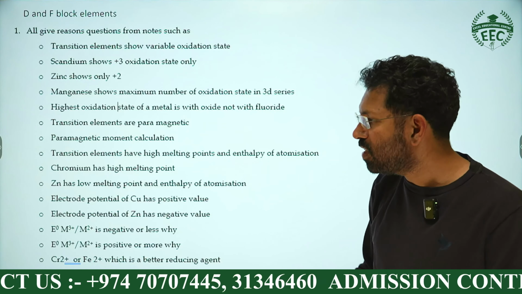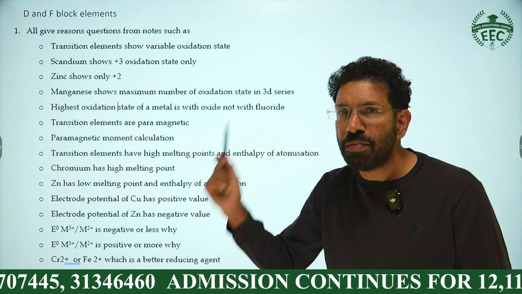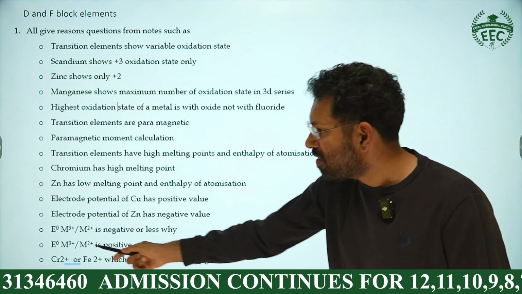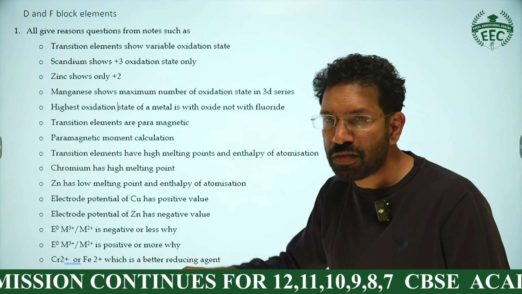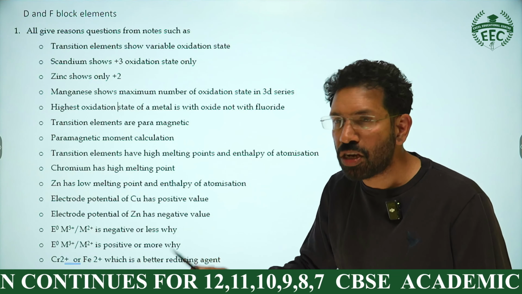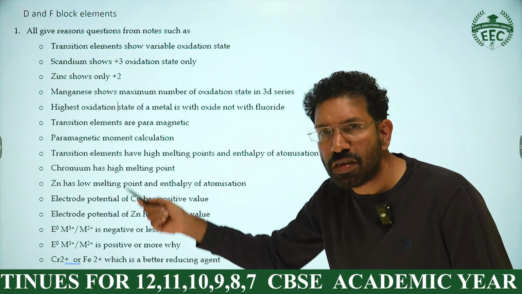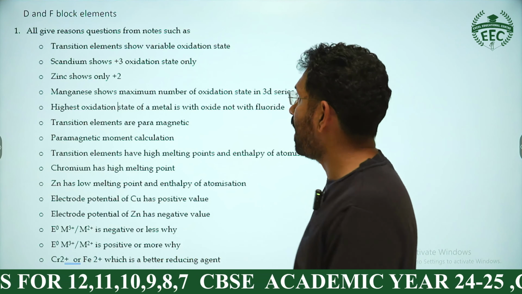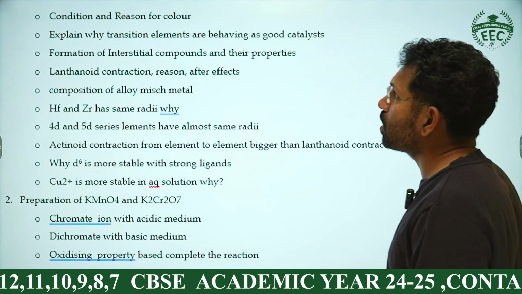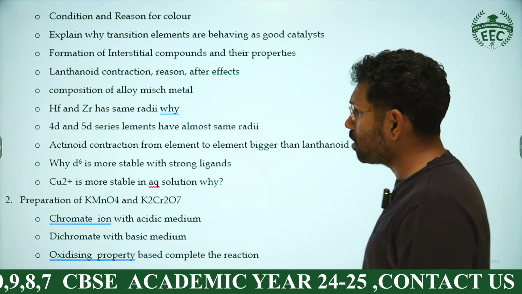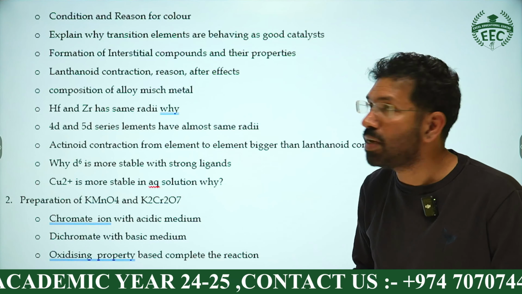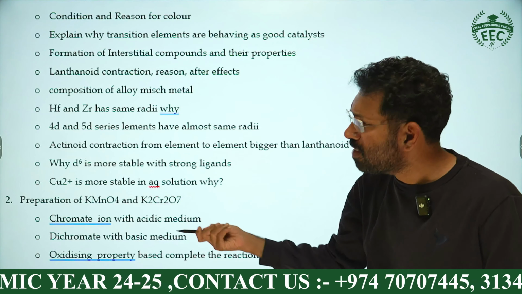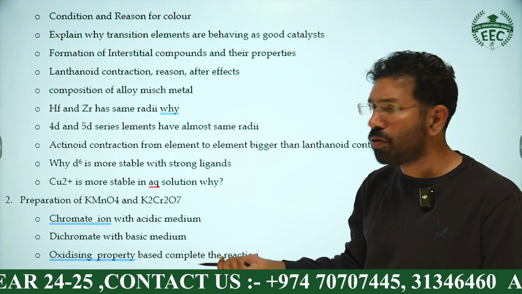Cr2+ or Fe2+, a most often repeated question: which is the better oxidizing agent? We know that Cr2+ is a better reducing agent, it undergoes oxidation to form Cr3+, which has a stable d3 configuration. We studied, so just go and study all these portions. Okay, then lanthanoids and actinoids, that's very important. Explain the reason for color of complexes, and why transition elements behave as good catalysts. Just study this. This is a direct question. Just go through it. Okay.